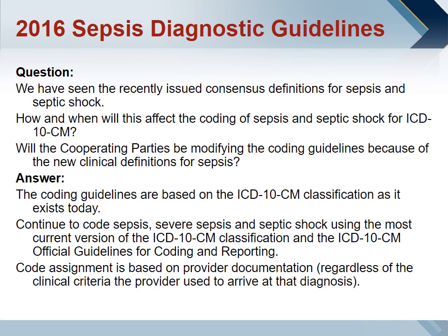And the answer is consistent with Guideline A19 that we have reviewed. The coding guidelines are based on ICD-10 classification as it exists today. Continue to code sepsis, severe sepsis, and septic shock using the most current version of ICD-10 classification and the most current ICD-10-CM guidelines for coding and reporting. Code assignment is based on provider documentation regardless of the clinical criteria the provider used to arrive at that diagnosis.